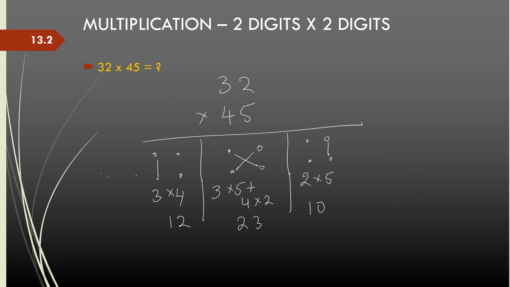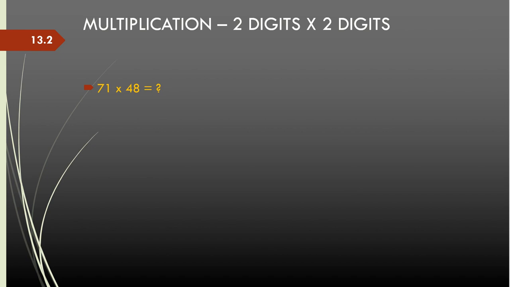Now each part can only have one digit from the right, so the extra digits always pass. So this becomes 14 on the left, then 3 plus 1 is 4, and 0. So 1440 is the product of 32 and 45. Let's take one more example. So I was multiplying 71 and 48.